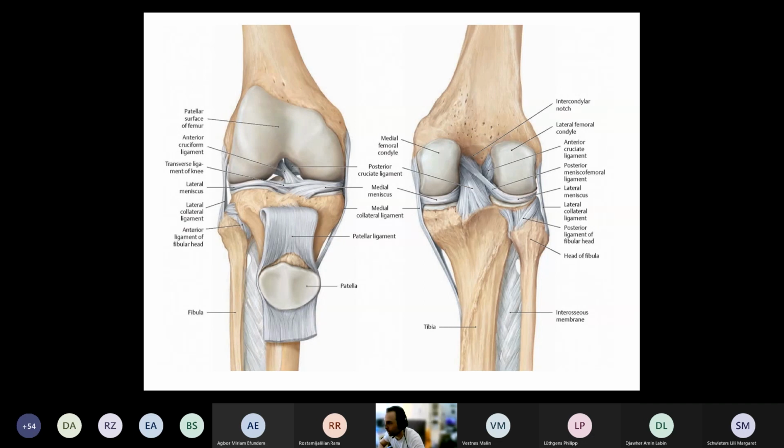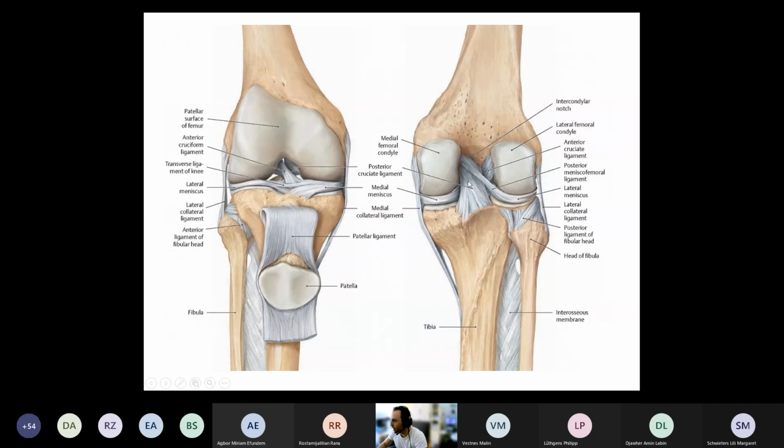I would suggest you don't use that. So call them cruciate ligaments. That's the proper anatomical term, okay? Cruciform would mean something different. I'm not going to explain that. Just take it as it is. So you should call it cruciate ligaments or cruciate ligament, okay?